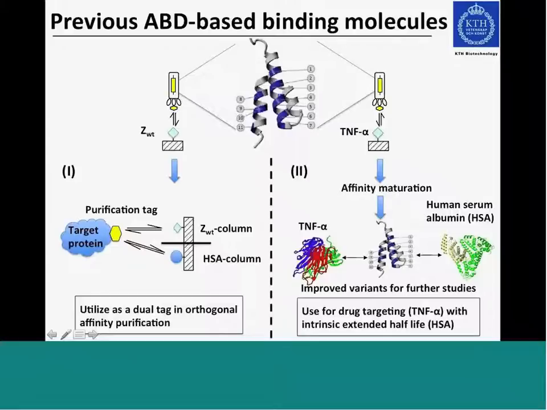In another example that we will just very briefly mention, we use the same technique to select binders to TNF-alpha. We had a look at the outcome from the phage display selection, used this to make an affinity maturation, and in the end we have binders binding to albumin and TNF-alpha, which may be useful for treatment of patients having autoimmune inflammation.